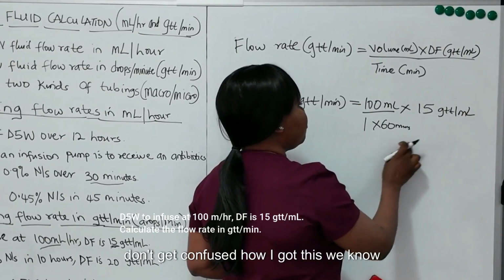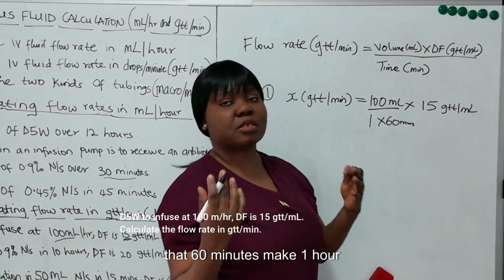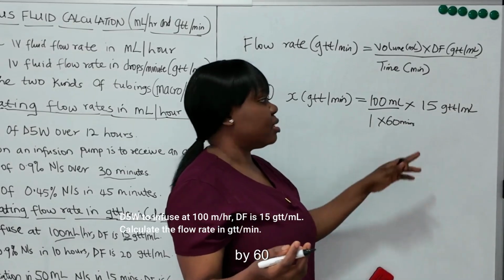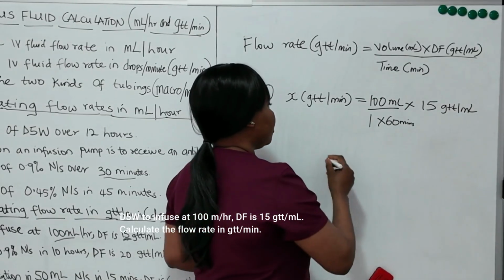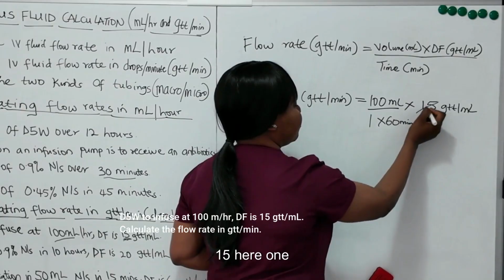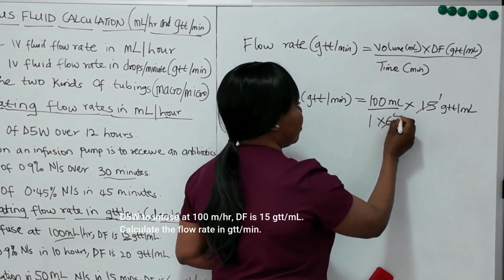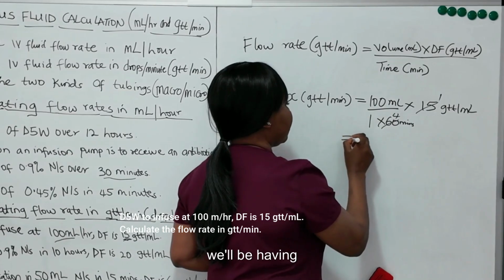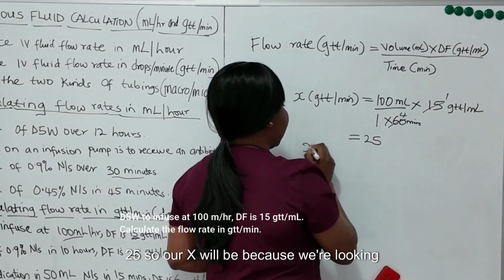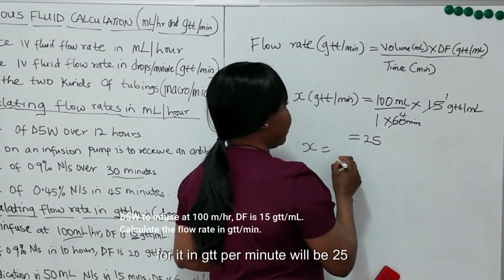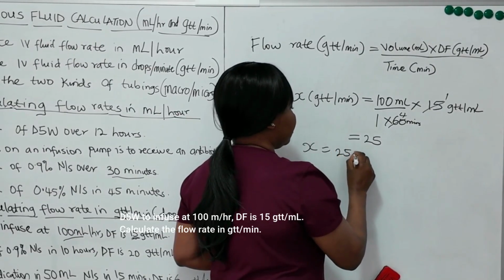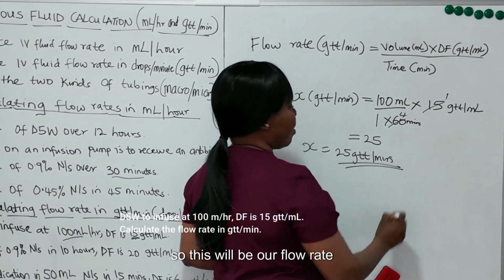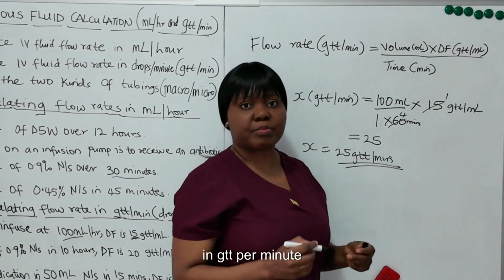So don't get confused how I got this. We know that 60 minutes make 1 hour. So that's why I'm multiplying this by 60. So if we do this, 15 here, 1, 15 here, 4. So 4 divided by 100, we'll be having 25. So our answer, because we're looking for it in GTT per minute, will be 25 GTT per minute. So this will be our flow rate in GTT per minute.